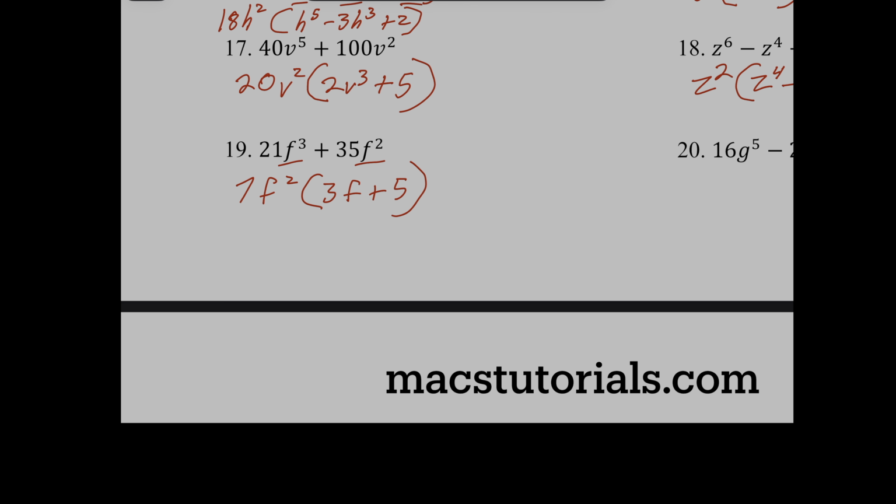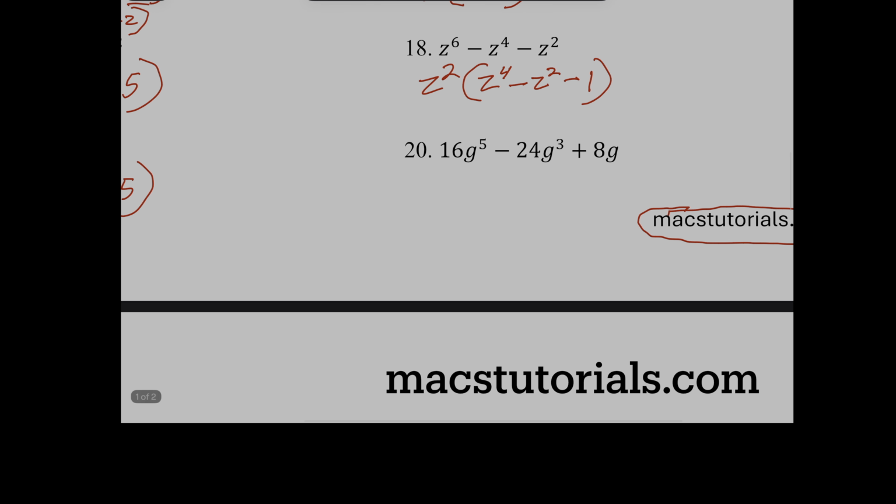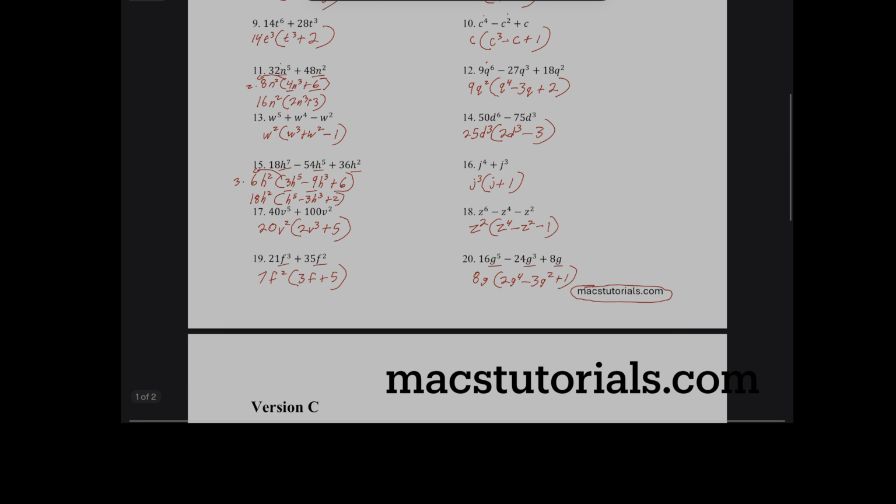I'm done. Okay? And number 20, I can pull out an 8. And what about my letters? 5 G's, 3 G's, 1 G, a G. And now I'm left with 2. I had 5. I pulled out 1. I'm left with 4. Minus, I had, divide, that's a 3. I had 3. I pulled out 1. I'm left with 2. And finally, 8G divided by 8G, what am I left with? Just a 1.